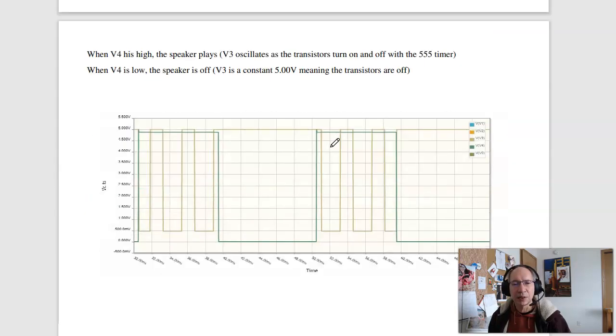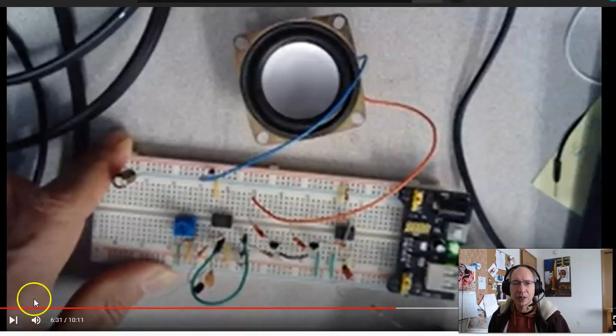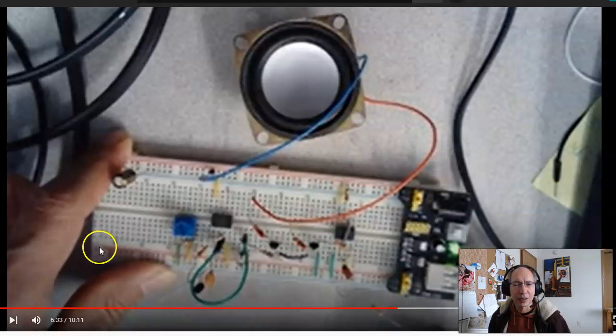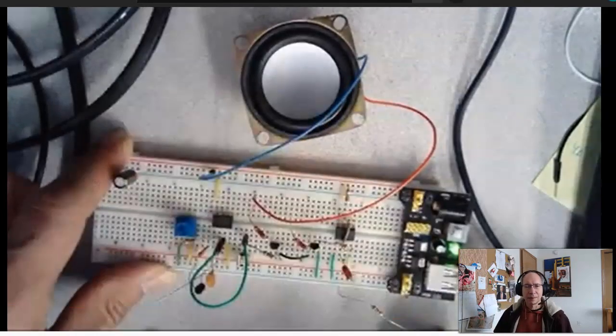And if I look at the current through the speaker, here's what you see. When the transistor is off, there's no current flow. When it's turned on, I get this square wave. That's the 555 timer. In hardware, I can try that. With that, I can then take it to a comparator.